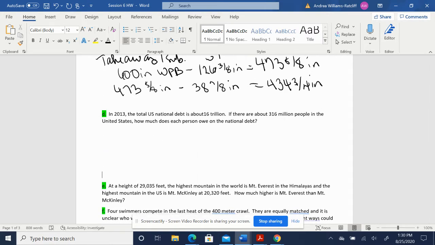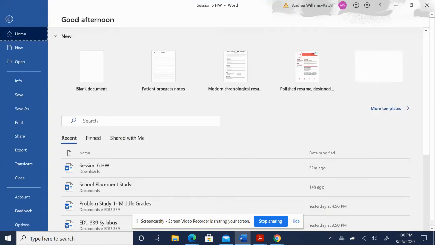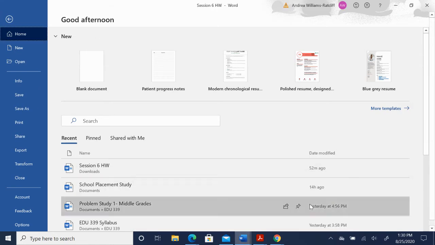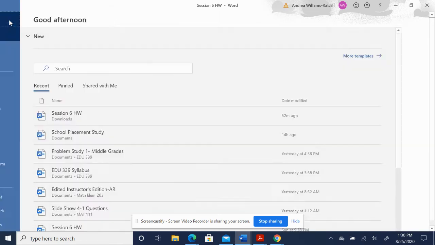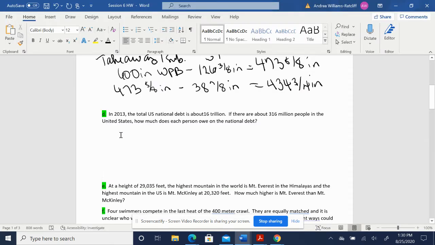In 2013, the total U.S. national debt is about 16 trillion. Okay, so pretty large. If there are 316 million people in the United States, how much does each person owe on the national debt? Okay, so this is a sharing for division model. In terms of a sharing for division model, this is the partitive.